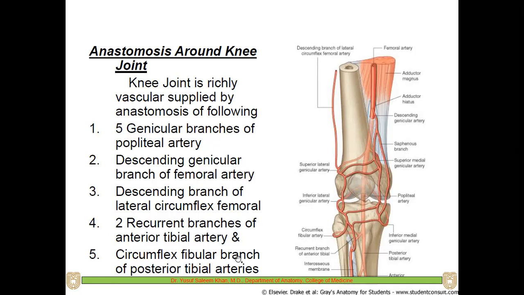Then the circumflex fibular branch of the posterior tibial artery. The posterior tibial artery also gives the circumflex fibular. If you see here, the circumflex fibular artery. So this is the recurrent branch of the anterior tibial artery, and this circumflex fibular artery is the branch from the posterior tibial artery. All these branches anastomose around the knee joint, and they help in the better supply of the knee joint. If there is any compression of one artery, then the other arteries will compensate. So there is no deficiency and no hypoxia of the muscles. Okay, so this is the anastomosis around the knee joint.